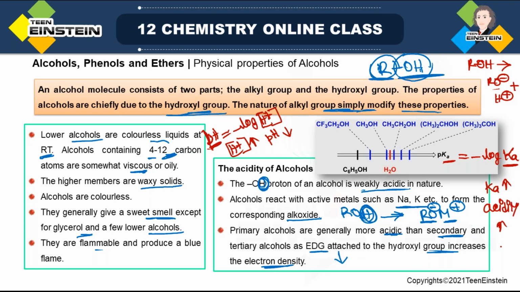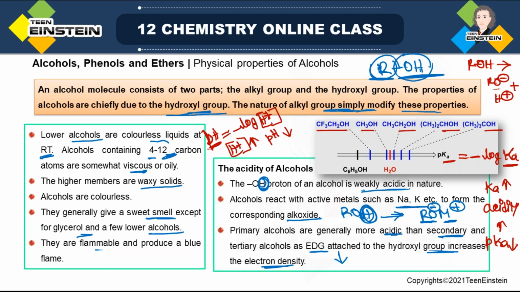But remember, when acidity is high, pK is less, because it is an inverse relationship. There is a negative sign, right? Now here on this pK scale, as you can see, as we are moving from left to right, pK is gradually increasing. That means when you are moving from CF3CH2OH to methanol to ethanol, then isopropanol, and finally tertiary butanol, acidity is decreasing. It is actually not pH, it is pK.